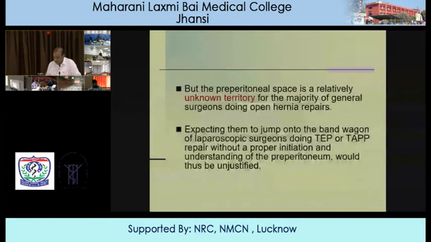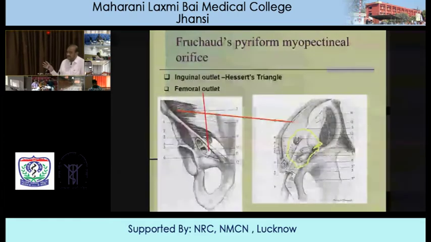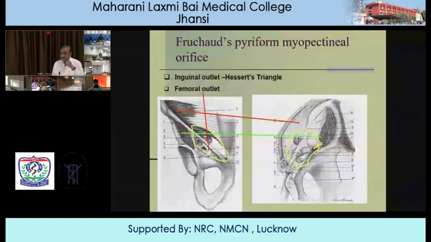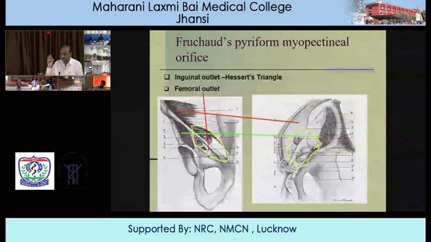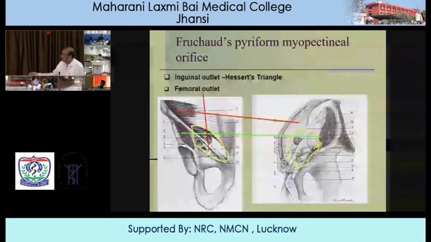Now, that again gives us a different perspective. Up to now, we thought that these were the isolated areas through which the hernia came out. Like, for example, the femoral hernia below the inguinal ligament, and the inguinal hernia coming above the inguinal ligament. So these were areas which we knew. But then what is happening? Now, we have to see a wholesome approach, a holistic approach. And what is that approach? That is basically an approach we know as the two-tower spiriform myopectineal orifice.